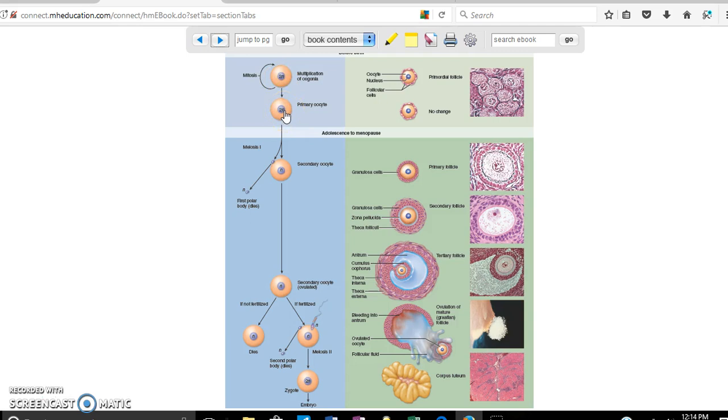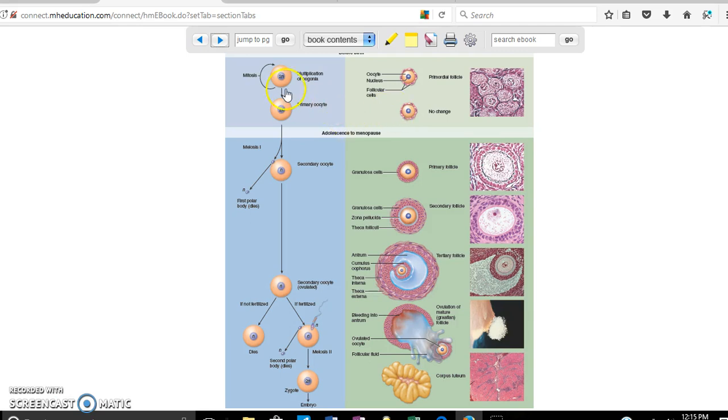This primary oocyte remains like that until puberty. However, you need to be aware that these cells are not alone. You can see here, orange and blue, because these cells are actually surrounded by these cells right here. These cells are called follicular cells. So then, what happens when the baby is born? The baby is born with a whole bunch of follicular cells, and these follicular cells have inside the primary oocyte. This happens when the baby is born.